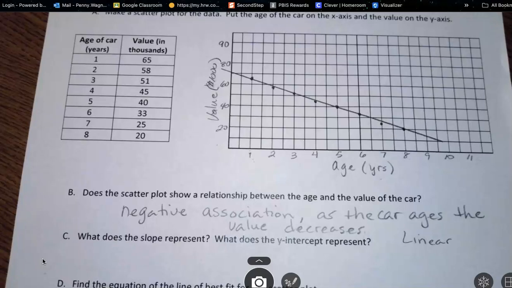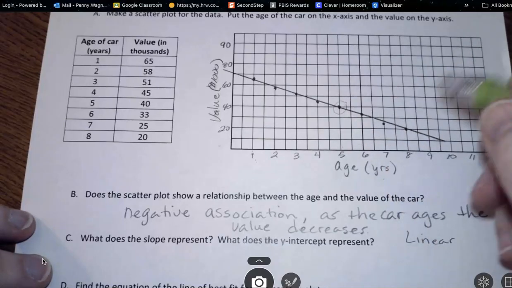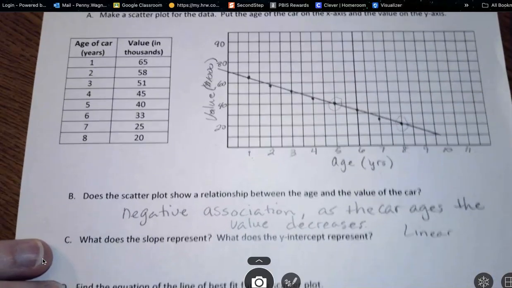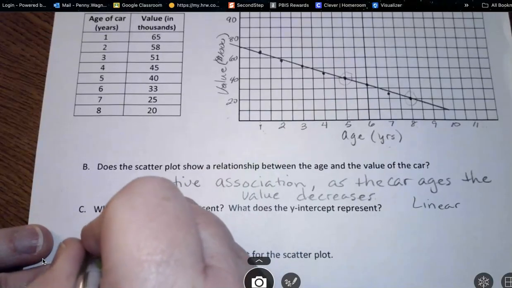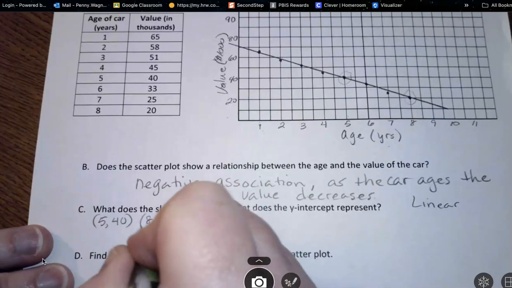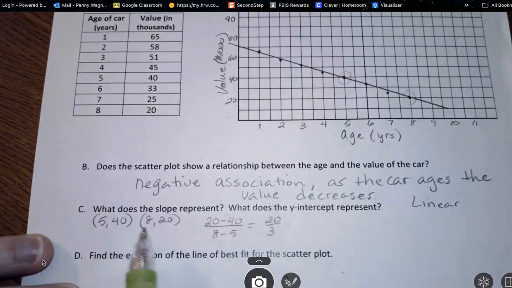So would I have a positive slope or would I have a negative slope? This would be a negative slope. And so what I want to do is find 2 points that I can use that are on the line. And so I have this one here at 540. And then I have this one here at 820. So I'm going to use those 2 points and find my slope. So I have 5 and 40, and then I have 8 and 20. When I used my 2 points, I found my slope was 20 over 3.